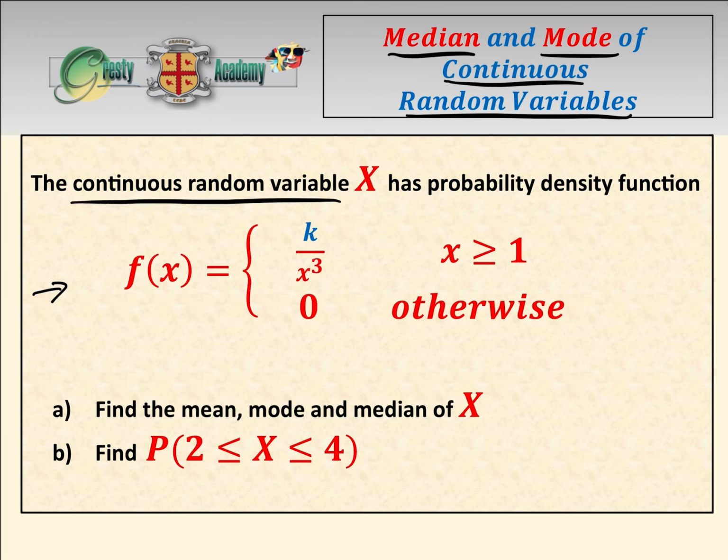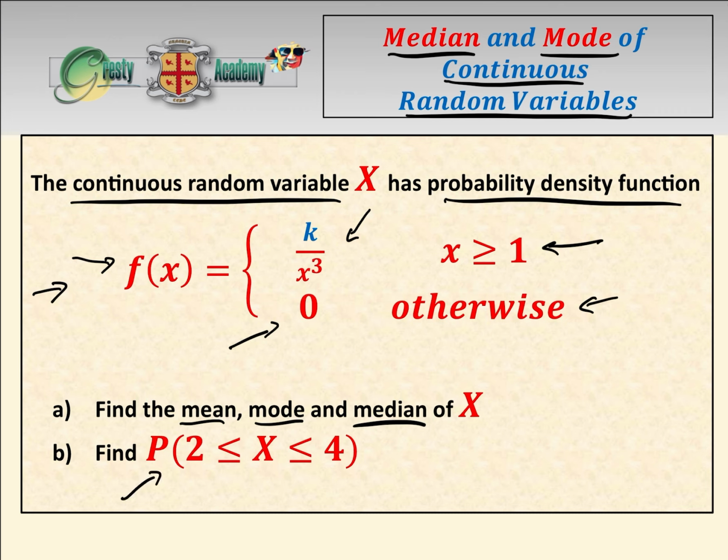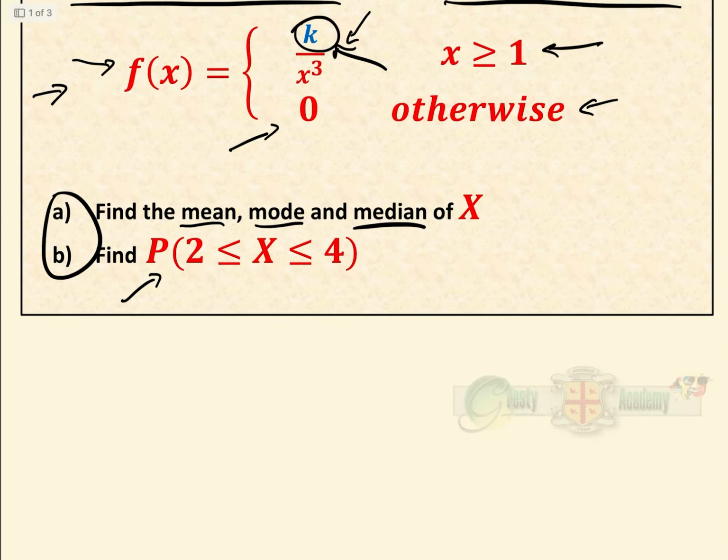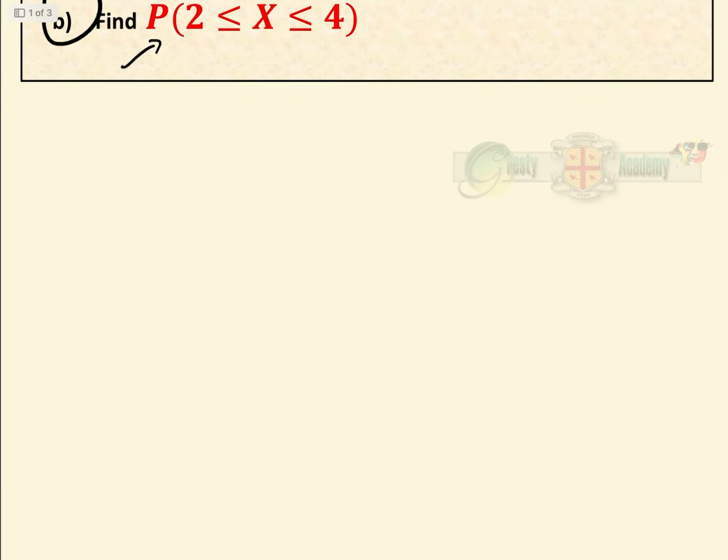So we have a continuous random variable x here with probability density function f of x equals k over x cubed for x greater than or equal to 1 and 0 otherwise. We need to find the mean, the mode and the median, and we also need to find the probability that x is between 2 and 4. Before we do A and B, clearly, we will need to find k. But let's just go through all of this a little bit in general terms.